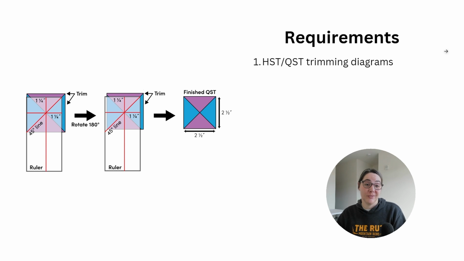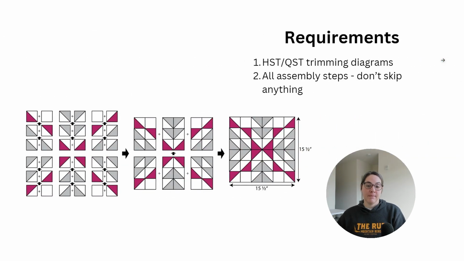But for QSTs, it's even more important because you have to align the center of that QST in a very specific point in order to get it to all work out. And so make sure you're including those trimming diagrams if you are marketing this towards a beginner. The next thing is making sure that you don't skip any assembly steps and you want to show them all on diagrams.